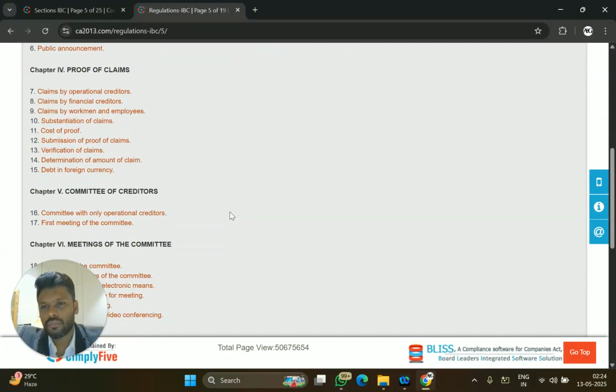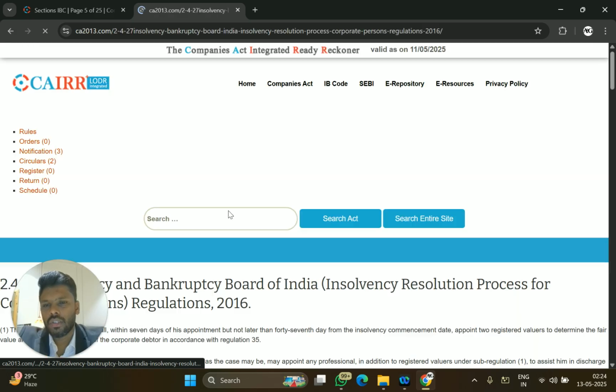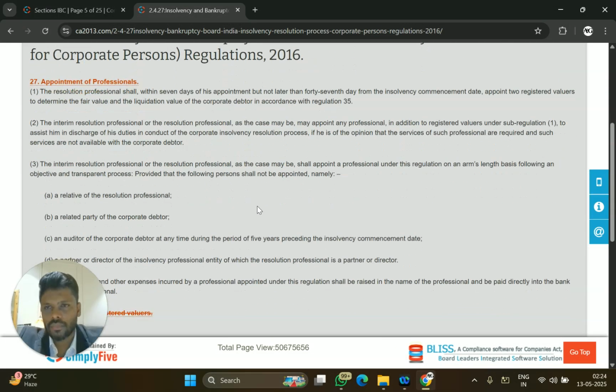So what does the resolution professional have to do? He has to appoint, under regulation 27, registered valuers to value the assets of the company. When I say registered valuers, it means valuers who have registered themselves with IBBI. These registered valuers have to be competent and certified by IBBI to value those particular classes of assets of the corporate debtor. Now, what are these classes of assets?